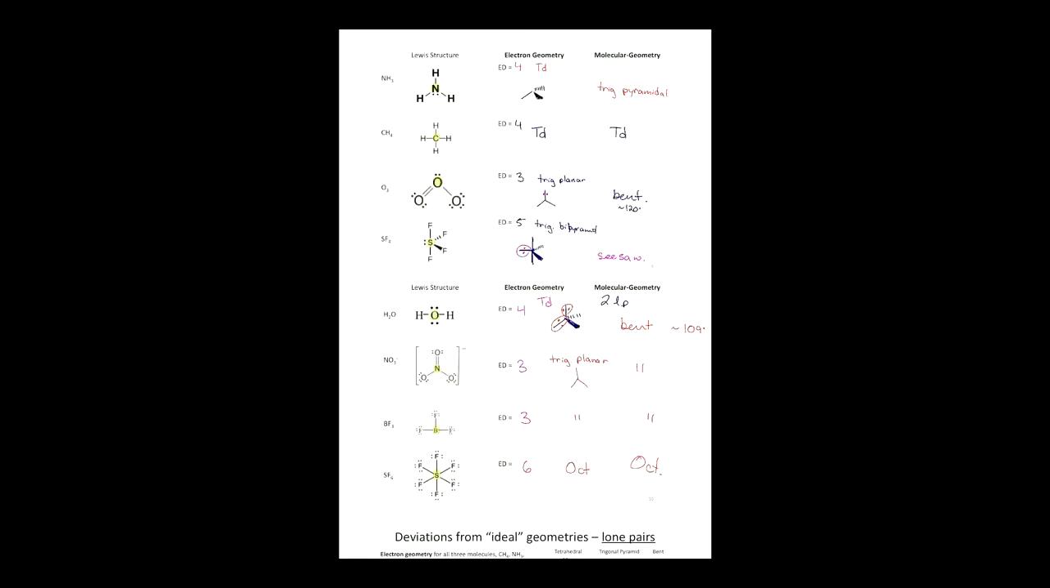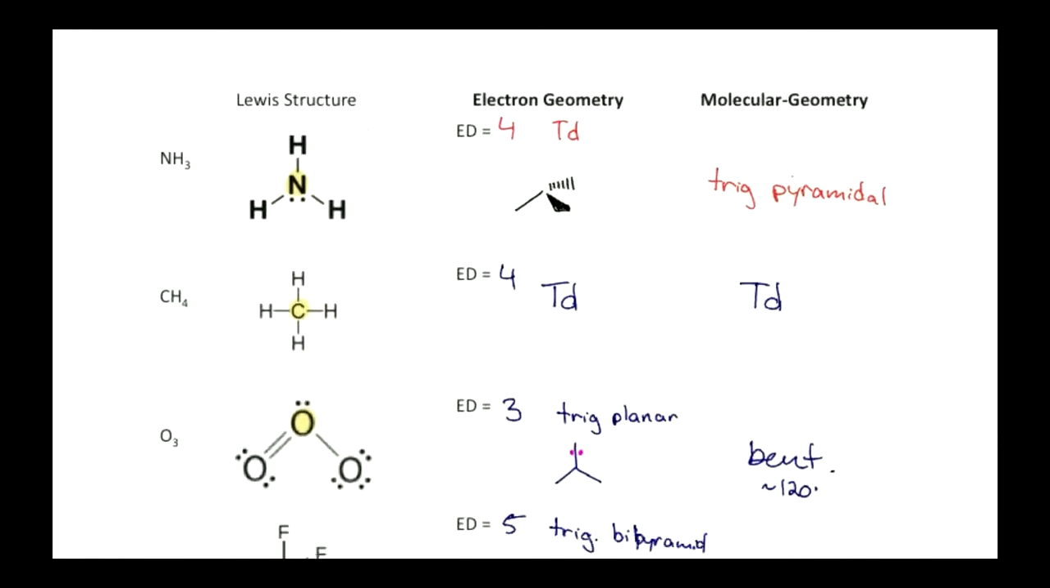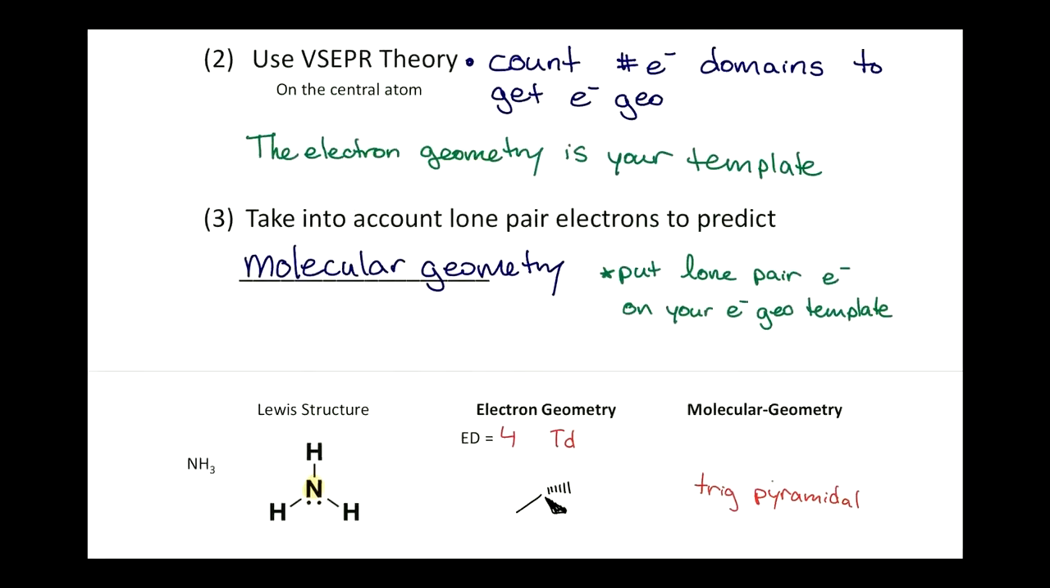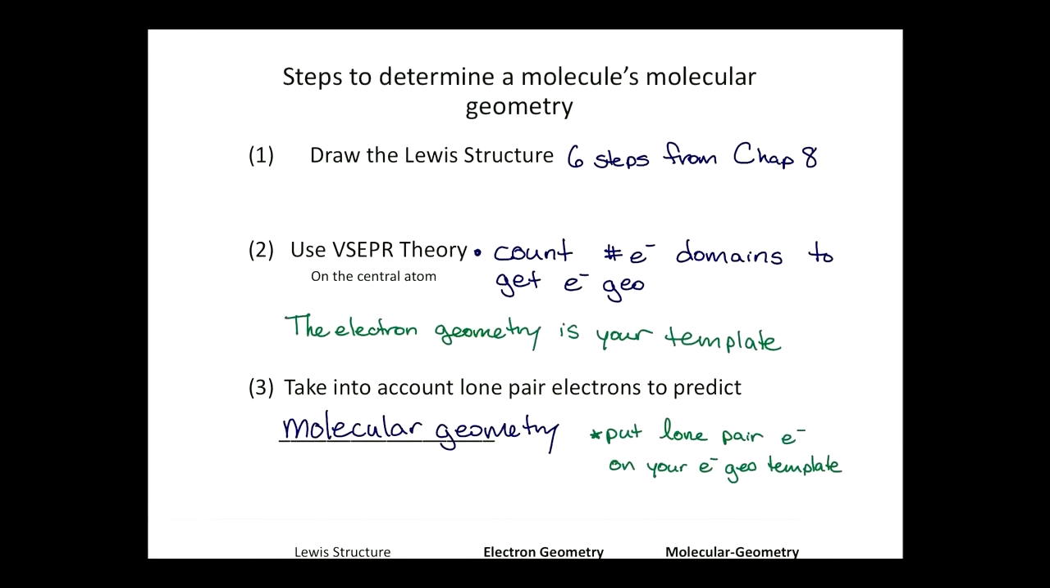So my method for predicting molecular geometry was up here. First, you always start with the Lewis structure and you focus on that central atom. We're only ever determining the geometry around just one atom. So if we have a big complex molecule, we're not going to be using vocabulary like tetrahedral or trigonal planar. We're just looking at simple things.